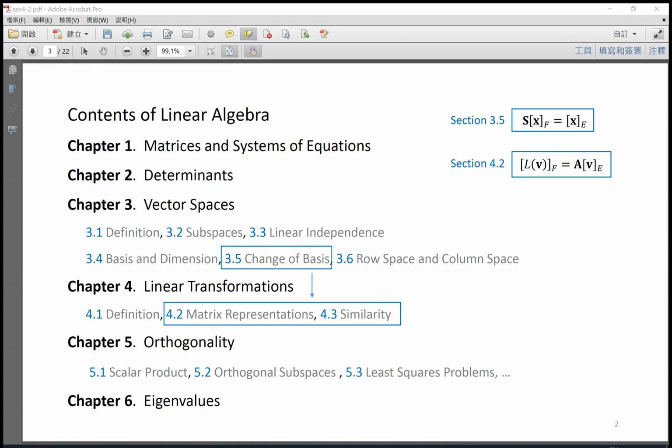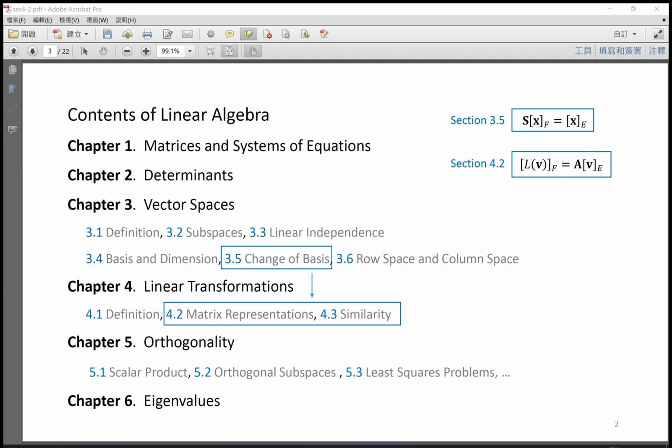In the previous week, we have learned the definition of a linear transformation. A linear transformation is a special type of function that satisfies two properties, the additivity property and the homogeneous property. In this week, we will cover sections 4.2 and 4.3.